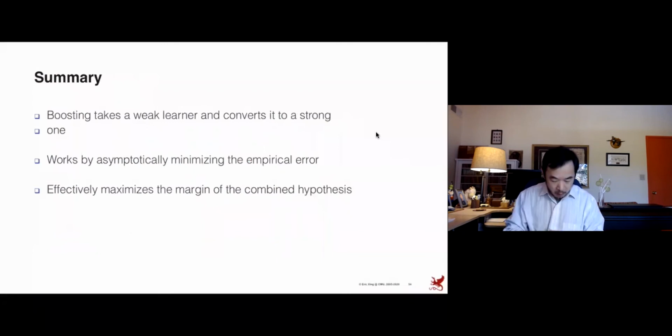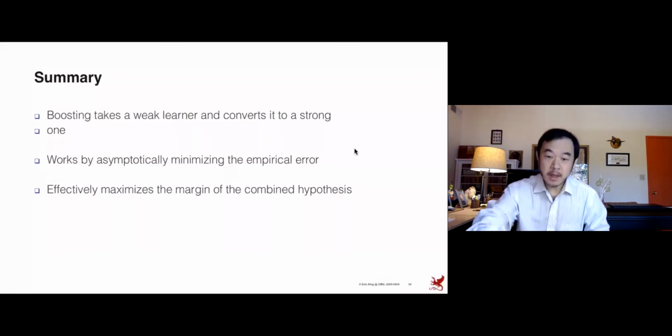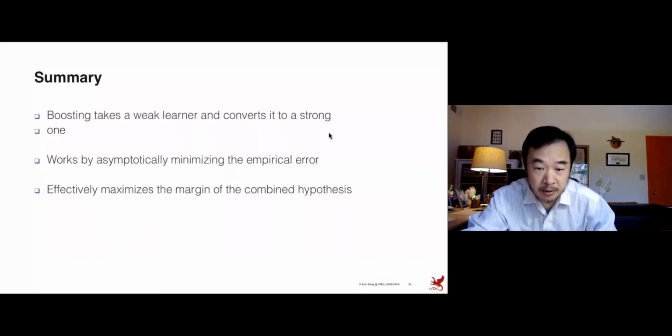Okay, that comes to the summary. This is the boosting algorithm. It takes a weak learner and converts it into a strong one, right? And then it works asymptotically, minimizing the empirical error, but also it is avoiding overfitting by maximizing the margin of the classification examples. Now, I have a question here.